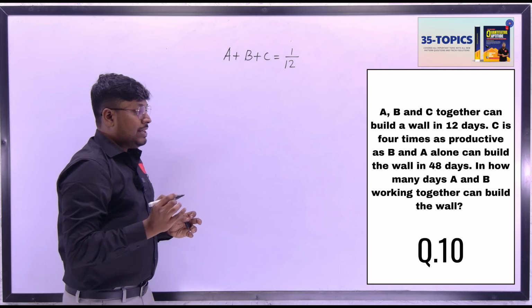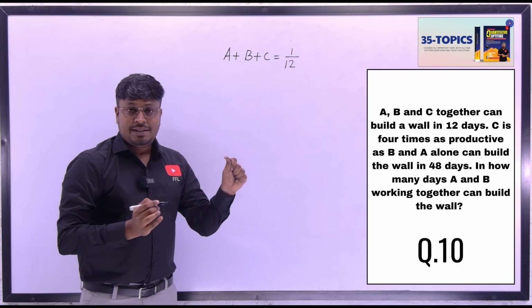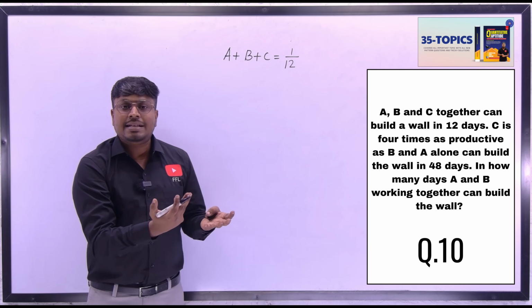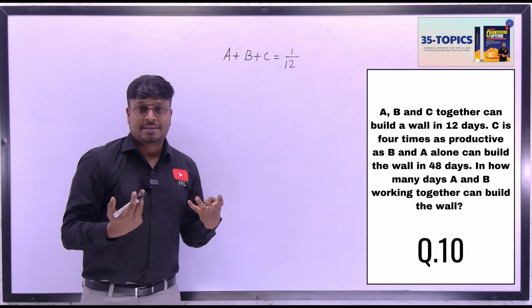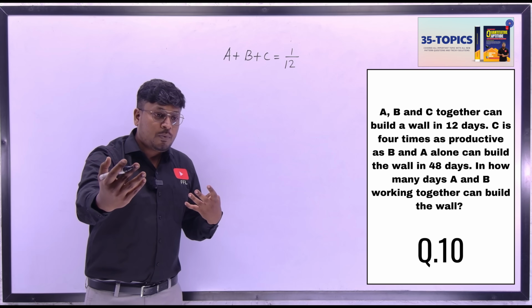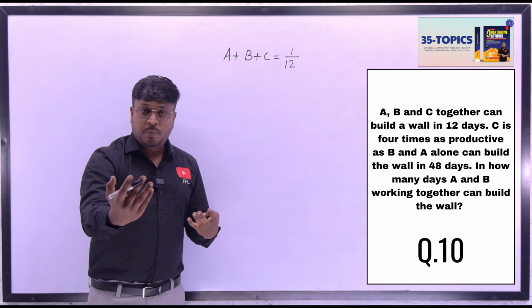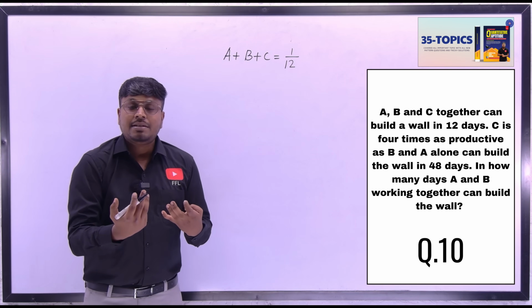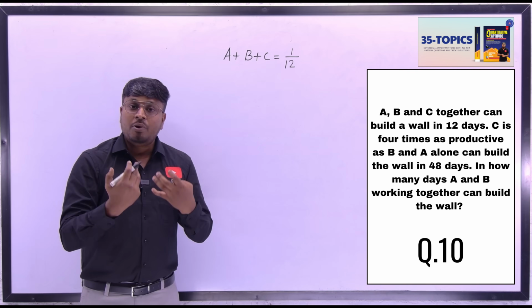And listen carefully, what is called productive? Productive is something like efficiency. We can consider it as efficiency. He is working faster. I am more productive than you. That means if you are completing a work in 1 day, then I will be completing the work in half a day itself. More productive means working faster or more efficient, right?